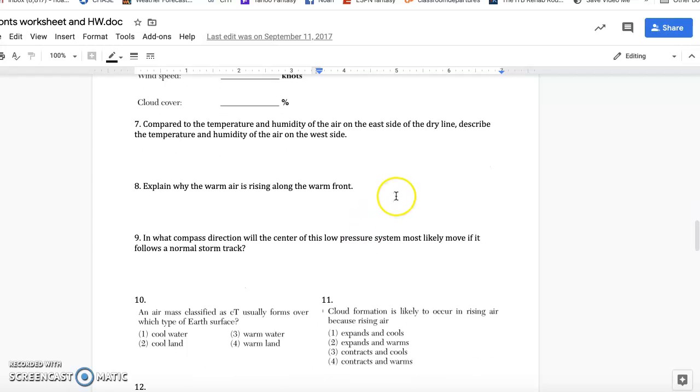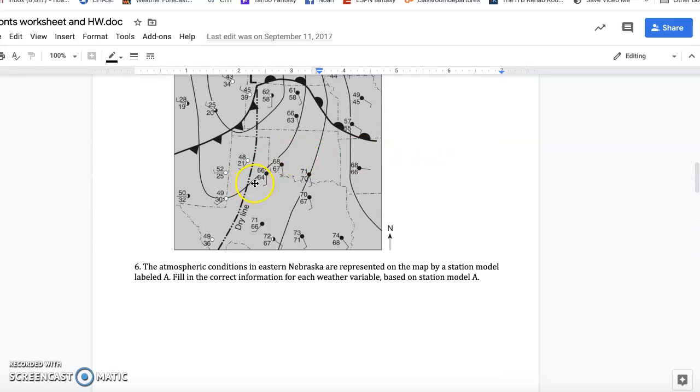7, compared to the temperature and humidity on the east side, describe the temperature and humidity on the west side. So we look, and this number gives us our temperature, and this number gives us our dew point. So here we've got 2 that are close, so that's high humidity. Here's another 2 that are close, that's high humidity. Here's another 2 that are close, that's high humidity. Not to mention, the station models have a filled-in circle, meaning 100% cloud cover, overcast, very humid. So the right side's very humid, the left side is dry. These numbers are far apart, and we have a blank slate in the middle there.